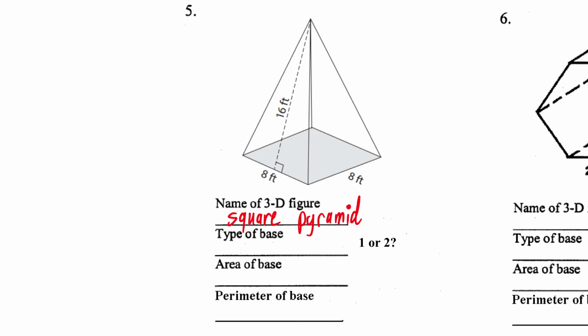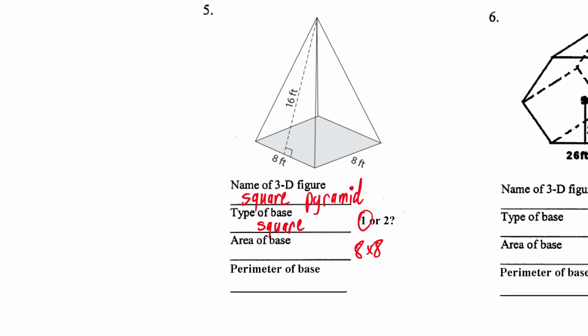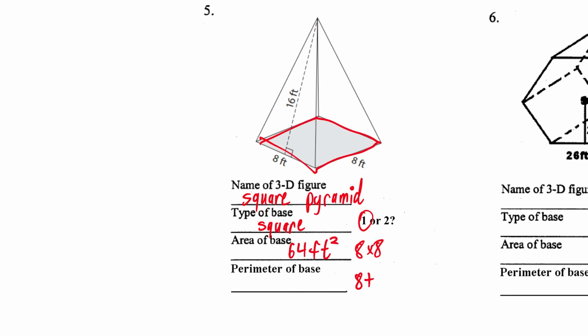So what shape is the base for this thing? A square. How many bases does it have? 1. It's a pyramid. It has 1 base. So the area of the base, a square, is just length times width, or side times side. 8 times 8 is 64 square feet. And then for the perimeter, it's going to be 8 plus 8 plus 8 plus 8, which is 32.